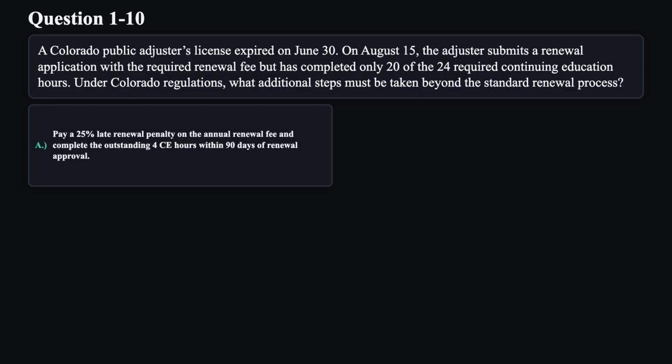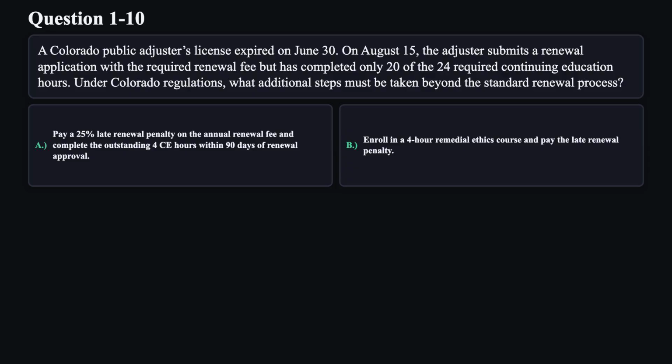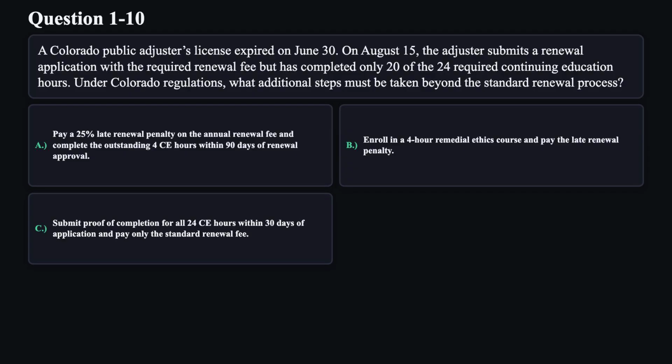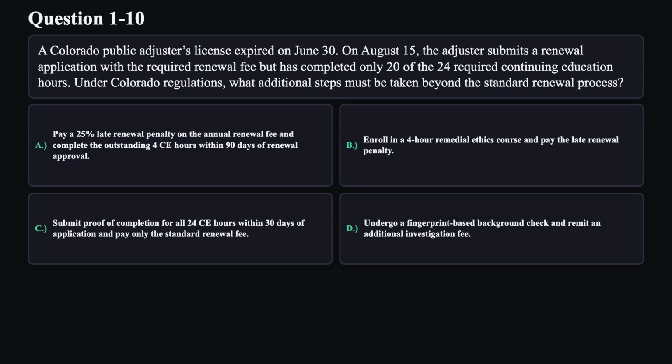A. Pay a 25% late renewal penalty on the annual renewal fee and complete the outstanding 4 CE hours within 90 days of renewal approval. B. Enroll in a 4-hour remedial ethics course and pay the late renewal penalty. C. Submit proof of completion for all 24 CE hours within 30 days of application and pay only the standard renewal fee. D. Undergo a fingerprint-based background check and remit an additional investigation fee.